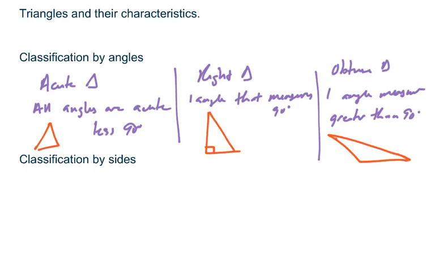Well, what about if we're talking about side lengths? So we have an isosceles triangle, which means that you have two sides that are congruent. At the same time, I want you to take note that that also means those opposite angles are congruent. So an isosceles triangle has two sides of equal length.